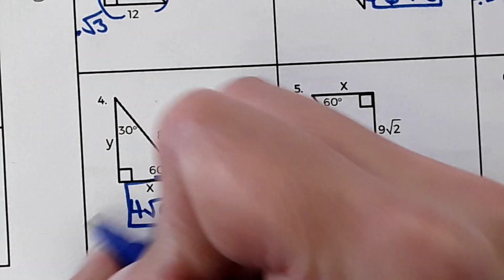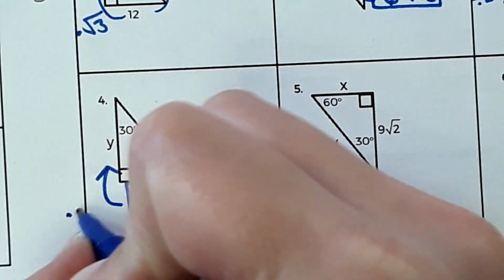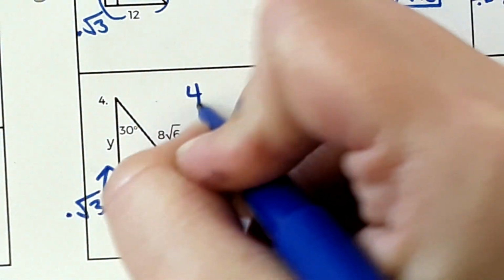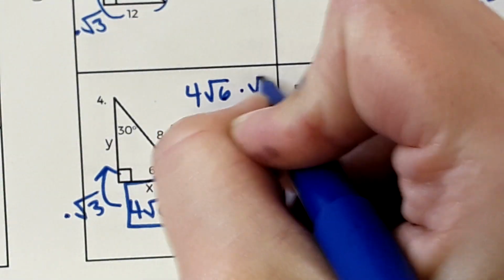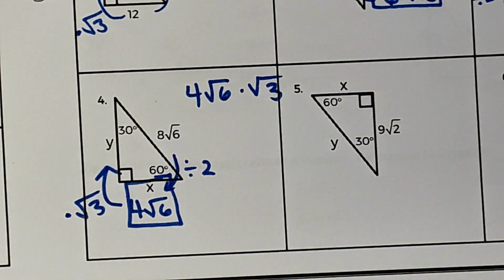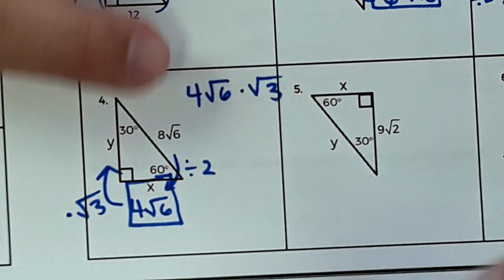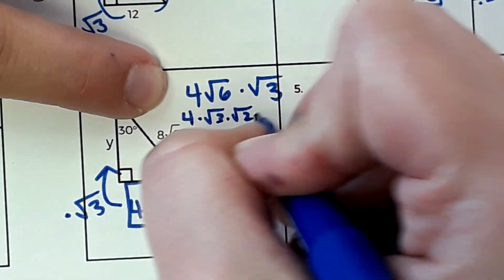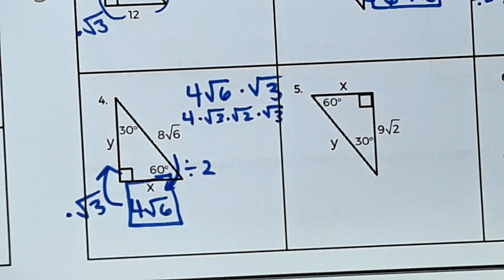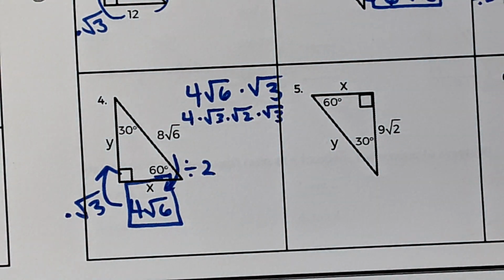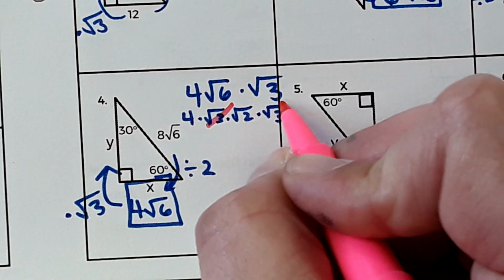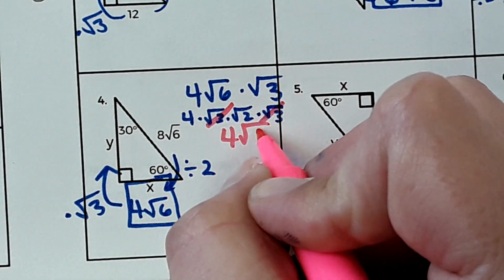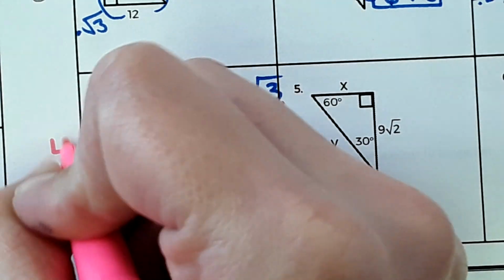And then from here, we multiply by square root of 3. So 4 square root of 6 times square root of 3. We can simplify this. I'm going to break up square root of 6. So 4 times square root of 3 times square root of 2 times square root of 3. And you get 4 square root of 2, and that's your length here.